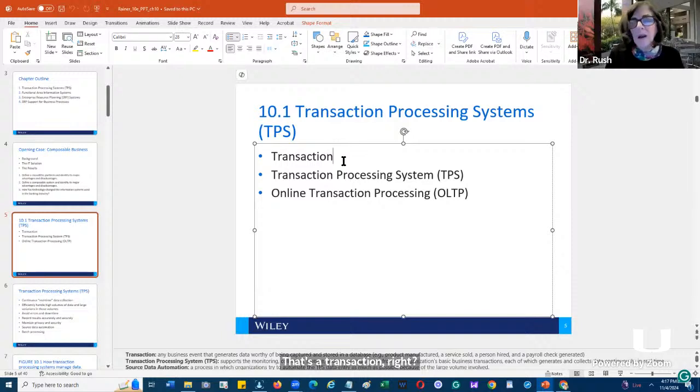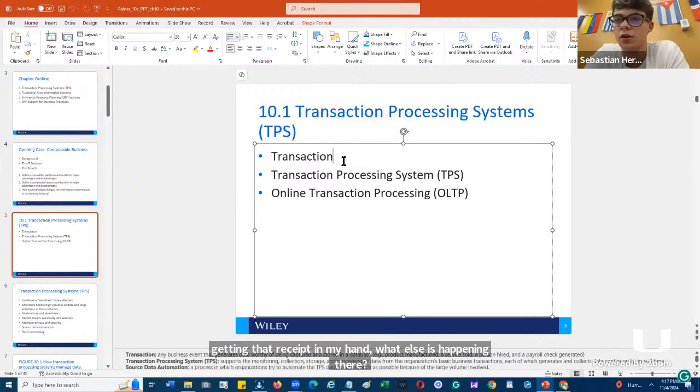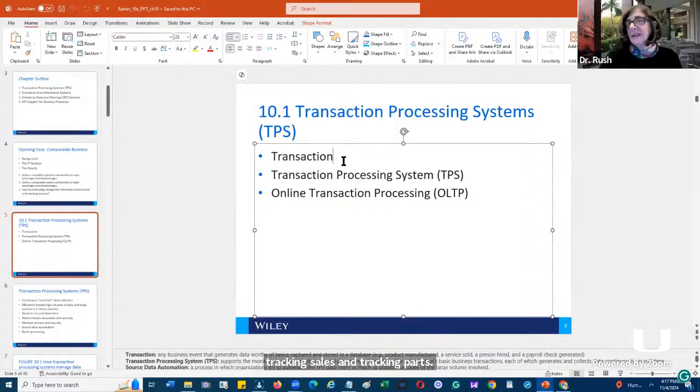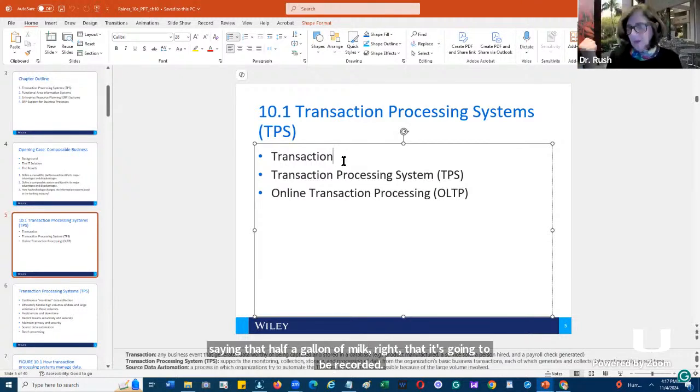And when it scans it, I'm getting a receipt, but where else does it go? That transaction is going into their system for what purposes, Sebastian? Think about it. When I buy a carton of milk and I scan it, what's the purpose of that? Besides me getting a receipt that I can go outside the store and one of the security guards doesn't stop me that I tried to steal a half a gallon of milk. Besides getting that receipt in my hand, what else is happening there? Tracking sales. Well, basically, it's going to be going into the system saying that half a gallon of milk is going to be recorded. It's also going to be recorded in their accounting system, right, Sebastian?